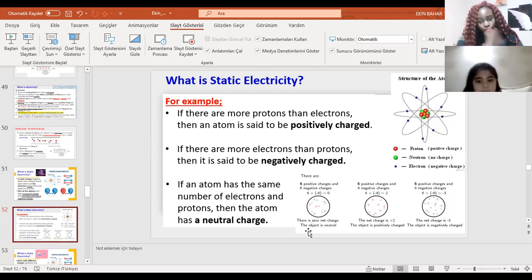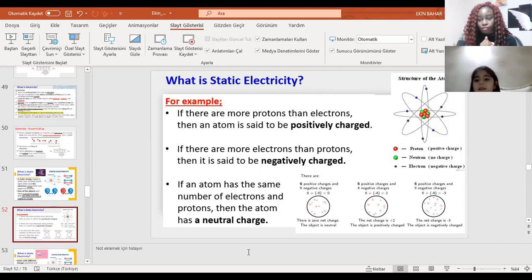So if it has 6 positive charges and 6 negative charges, then what would it be? Would it be a positively charged atom or negatively charged or neutral? It would be neutral. Yep, you're right. If it has 6 positive, 4 negative, what would it be? It would be positively charged.